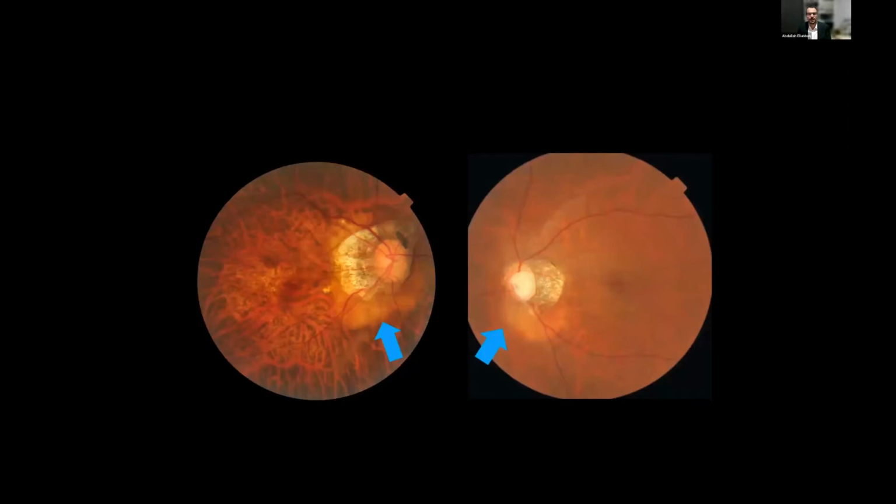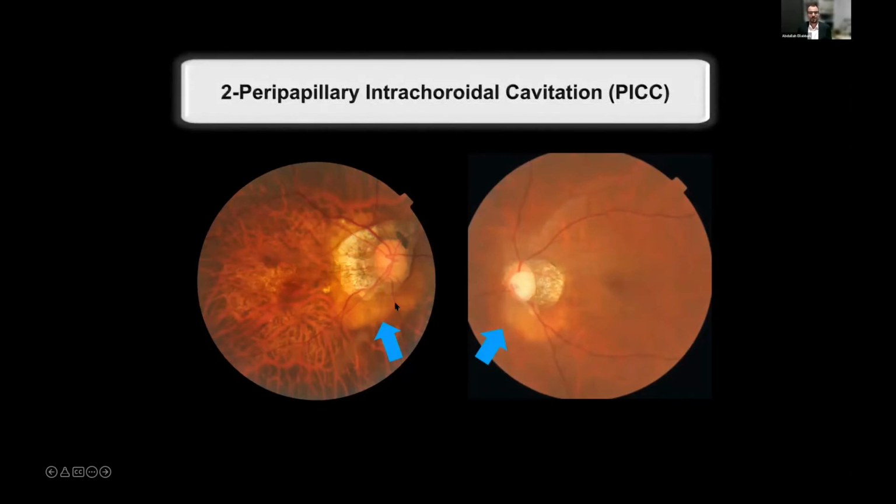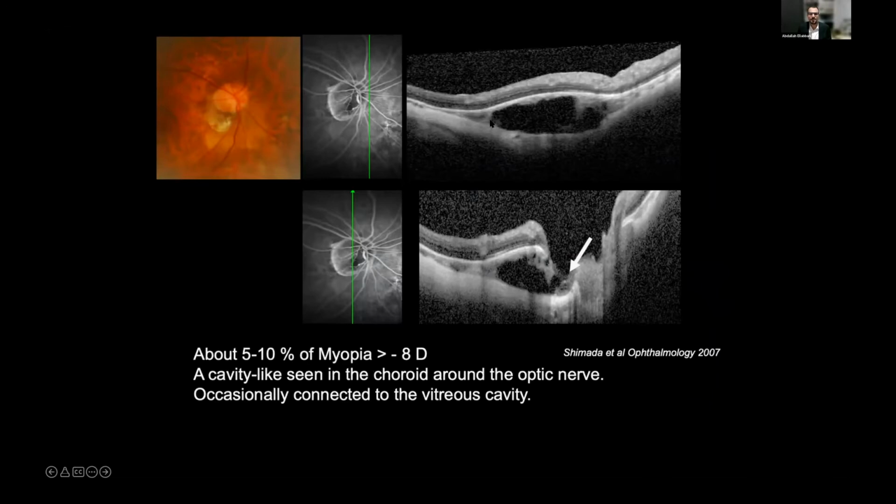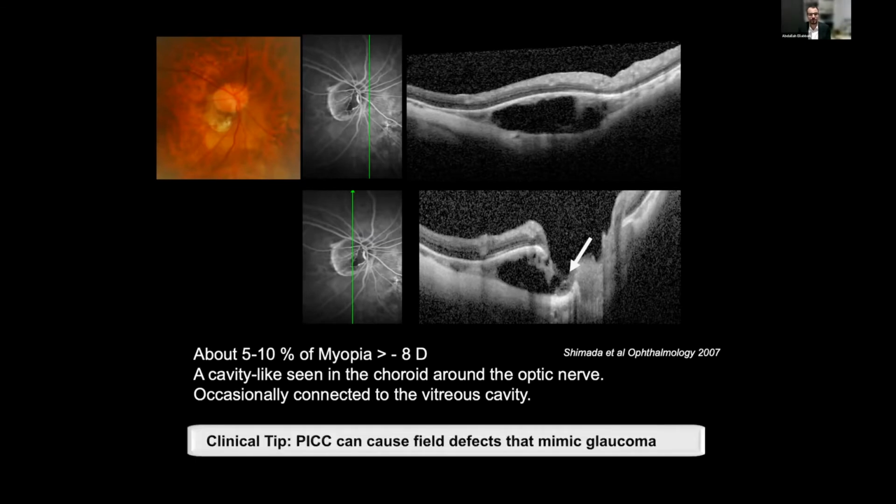Another interesting finding we learned from multimodal imaging, these orange-like changes which we usually thought of as part of peripapillary changes, but with multimodal imaging, these were highlighted and given the term peripapillary intrachoroidal cavitation. They are seen usually around the disc, hence the name peripapillary. They are cavity-like changes, and sometimes they may have a communication with the vitreous. Interestingly, they are seen in about 5 to 10% of cases, which means 1 out of 10. So they are more common than what we thought.